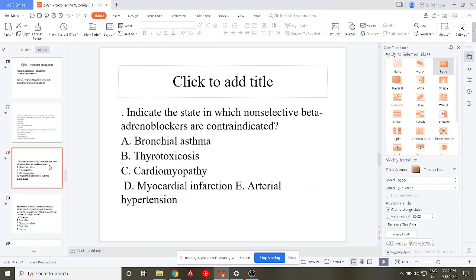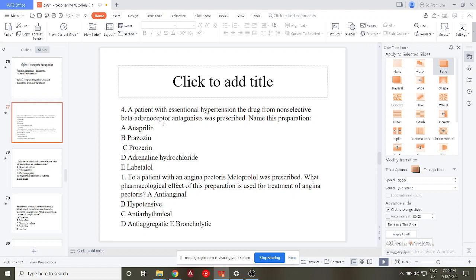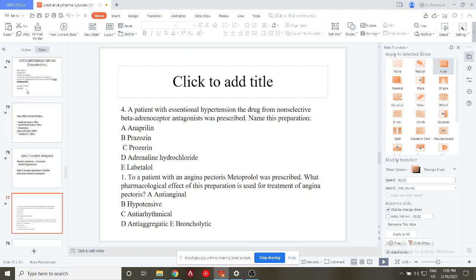Okay, that's all for antiadrenergic drugs. They are quite easy. It's time for questions. Anybody please read an answer. Guys, we're almost done. A patient with essential hypertension was prescribed a non-selective beta-adrenoceptor antagonist. Name this preparation. Prazosin? No. Try again. Labetalol? Wrong. What's the answer? It's A.